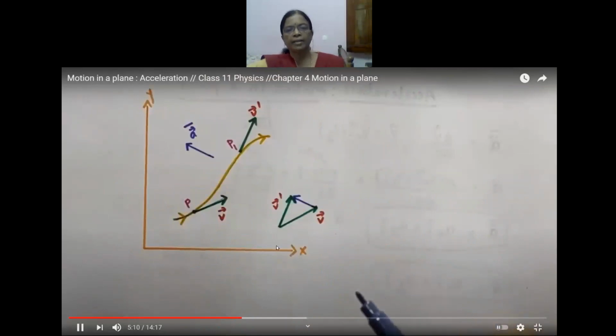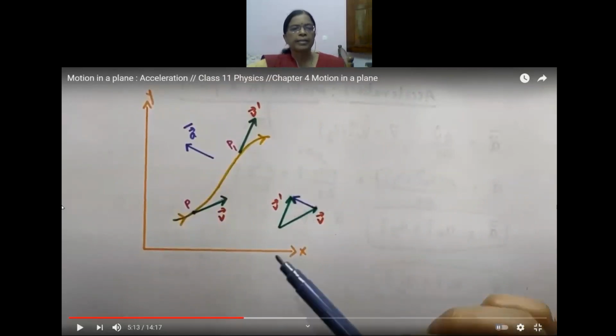Now, let us understand graphically the limiting process. We are going to find the direction of acceleration. Here the yellow curve represents the motion of the body. The body is moving like this, as the arrow mark shows.